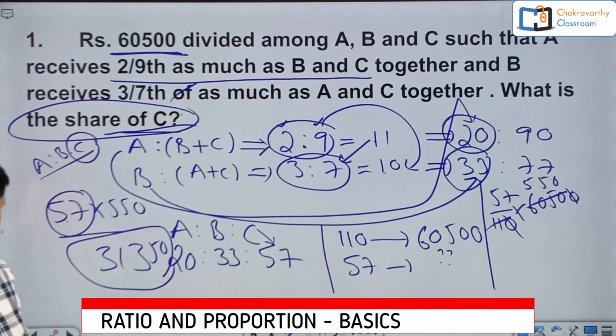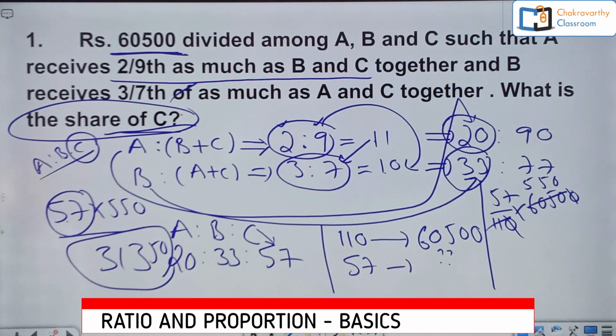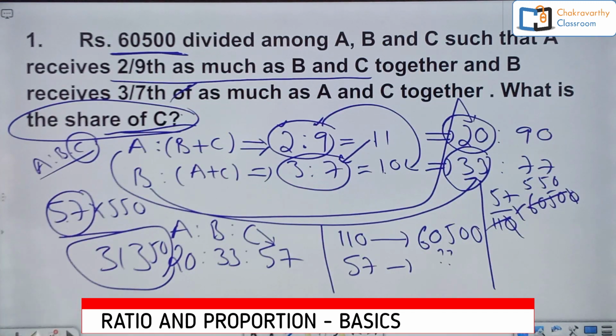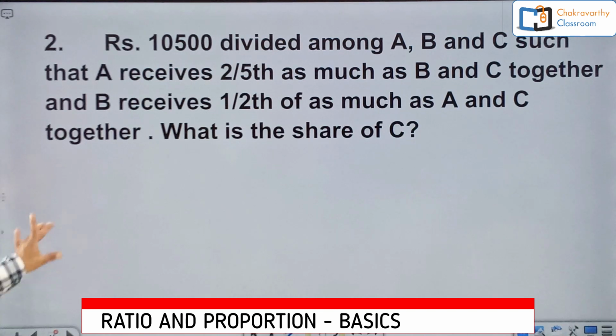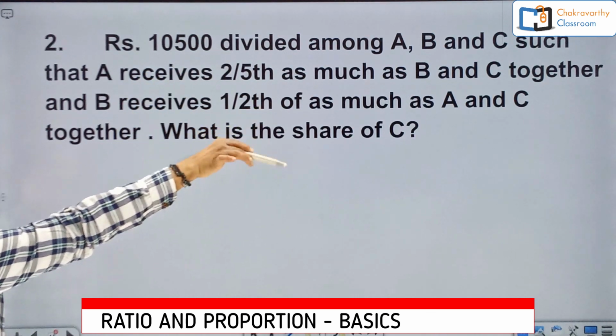Now next question, you must do this. Yes, the answer for this one is, what's the answer here? 4,000 is the right answer. Okay, now just go for this. You just pause the video, try to do it by yourself. Quickly I'll explain to you. Alright, so the total is 10,500 divided among A, B, C.